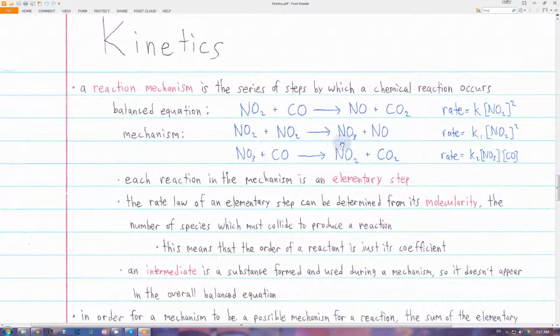And you can see that the substance NO3 is formed in the first elementary step, and then it's used as a reactant in the second elementary step. So that when you add these two elementary steps, it cancels out and it doesn't appear anywhere in the final balanced equation. So a substance like this that doesn't appear in the balanced equation and is formed and used during the mechanism is called an intermediate.